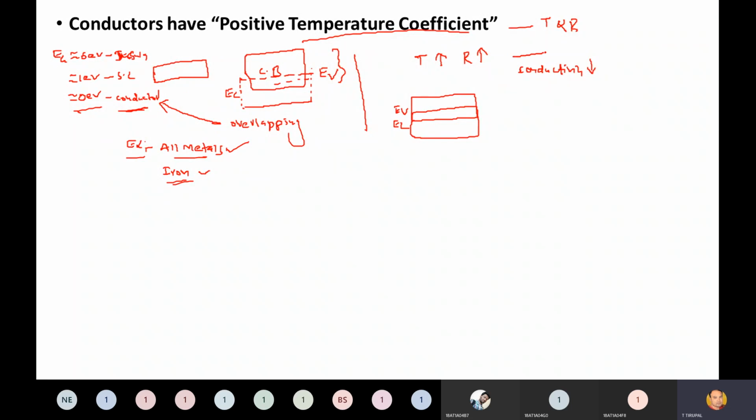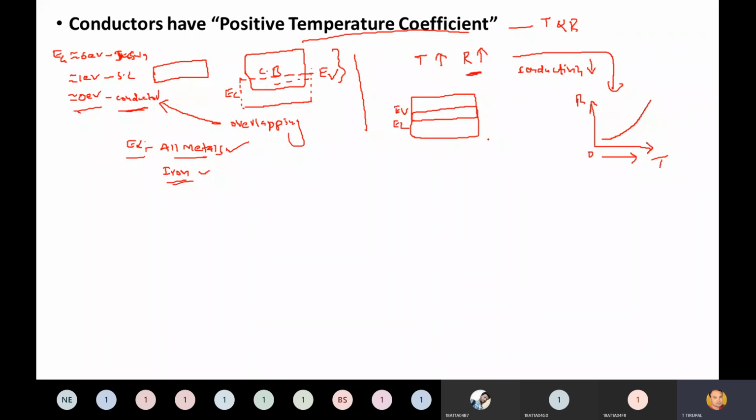Here, the relation that temperature is increased and resistance is increased means you can draw a curve like this. This is temperature and this is resistance. As temperature is increased from 0 to a certain value, resistance increases like this. This is the graph for conductors which have a positive temperature coefficient. And why is this resistance increasing? Because of the vibration pattern.